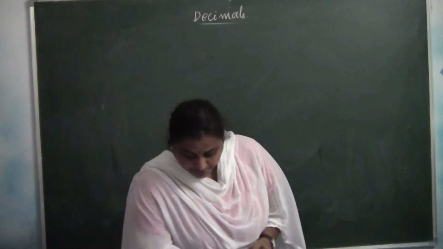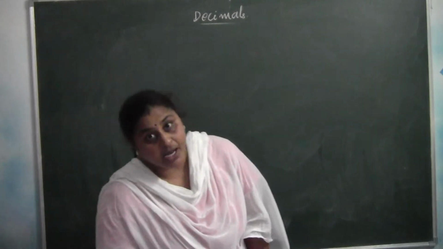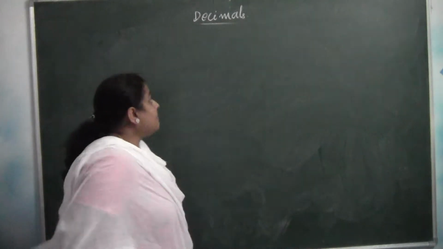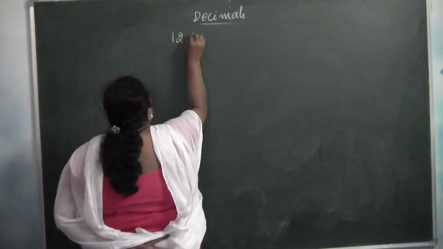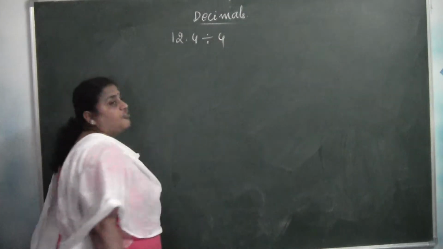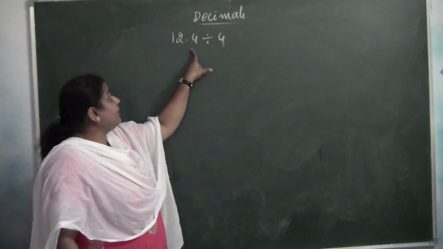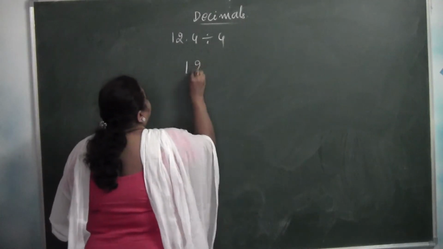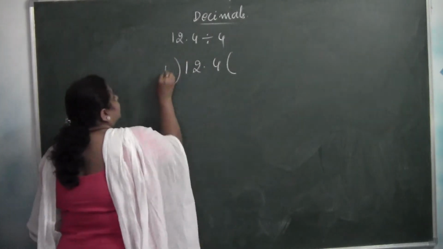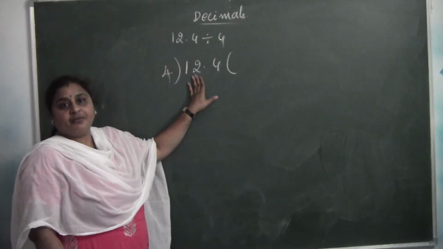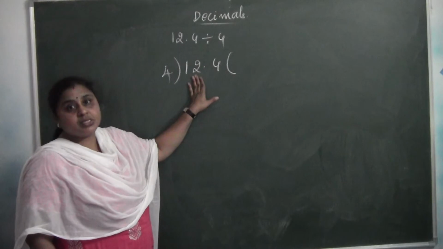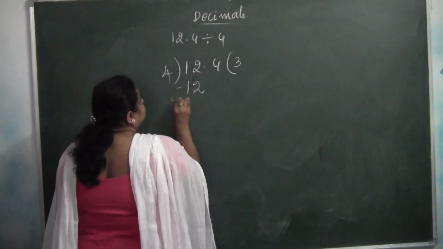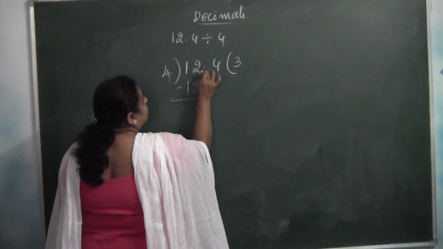Alright, now let us see dividing a decimal by a whole number. For example, we are dividing 12.4 with the 4. We have 12.4 divided with the 4. Let us divide. Now 4, 12. 12 in 4 how many times? 3 times. 4 3s are 12. Subtracted 0. We have a point.